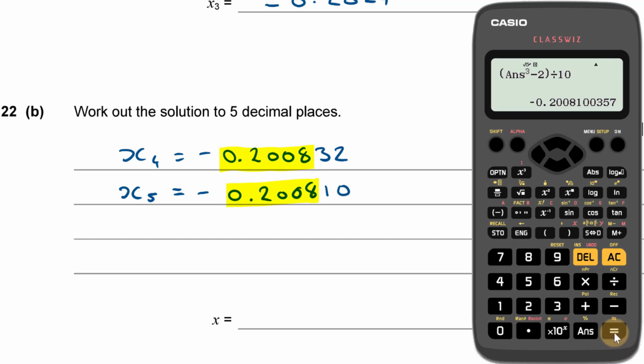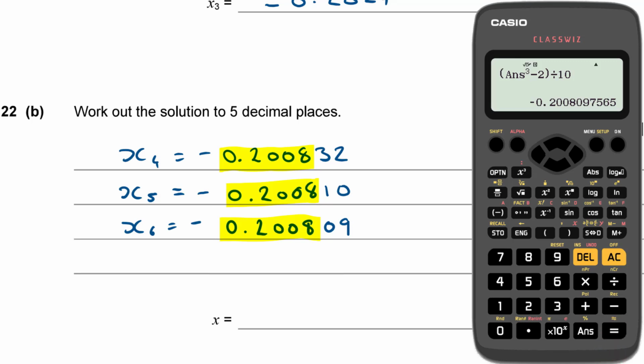Now I'm getting x6, which is minus 0.2008. Okay, so again, it's not quite settled yet, is it? It's still only settled as far as here. The last two digits are still moving around. So let's try one more.